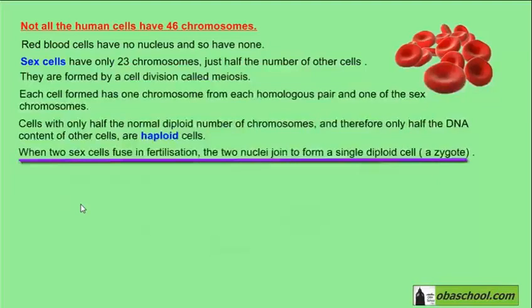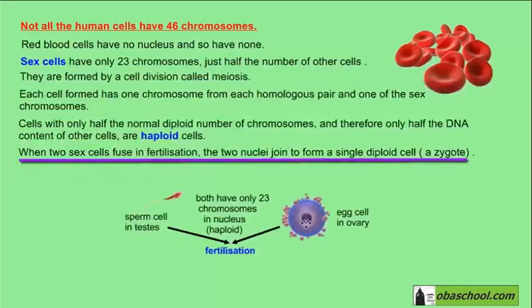The sex cells are going to fuse during fertilization, the male and the female sex cells. When they do, the nucleus of the male will join with the nucleus of a female. Each one of them is haploid, and together they will form a diploid cell, which is the zygote, the cell that's going to turn into a new individual. And that is why the sex cells will have only 23 chromosomes, because they will have to fuse to form an individual. So when they fuse, they form a diploid cell with 46 chromosomes.